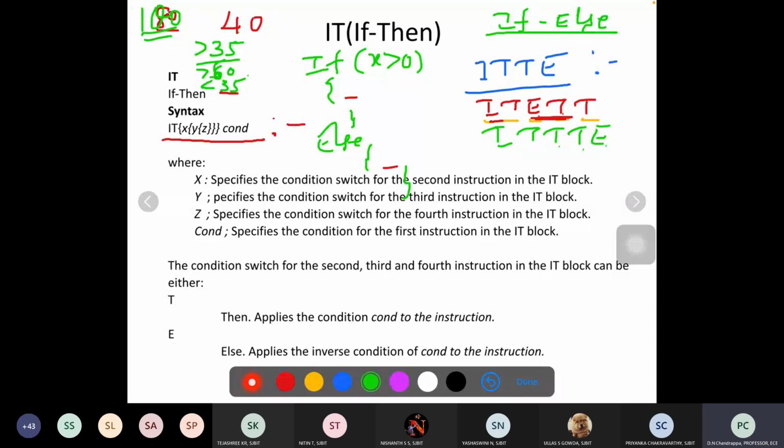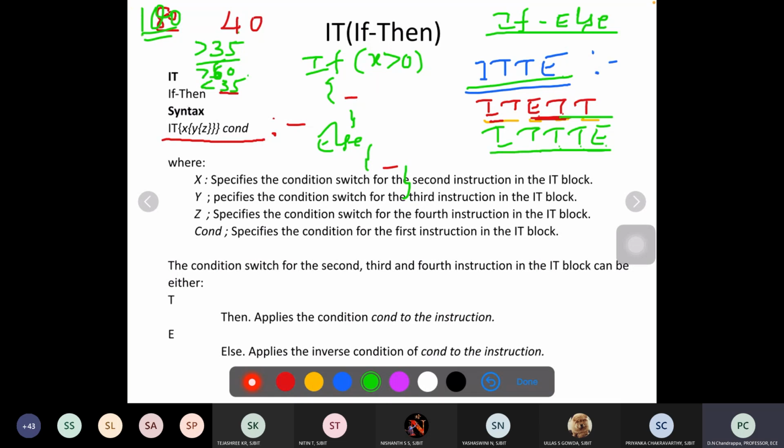In C language, that kind of loop is called a nested loop: loops declared within another loop are called nested loops. But instead of nested loops, to check more than one condition with the available input, we use the IT, if-then instruction. If-then is not only for two instructions, you can extend it like if then else, then if then else. This is the similar way we are going to use it.